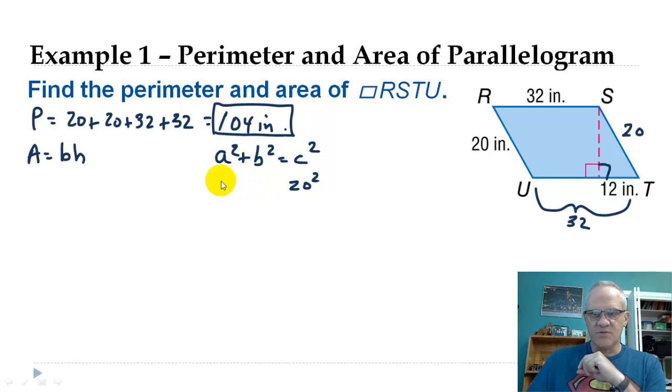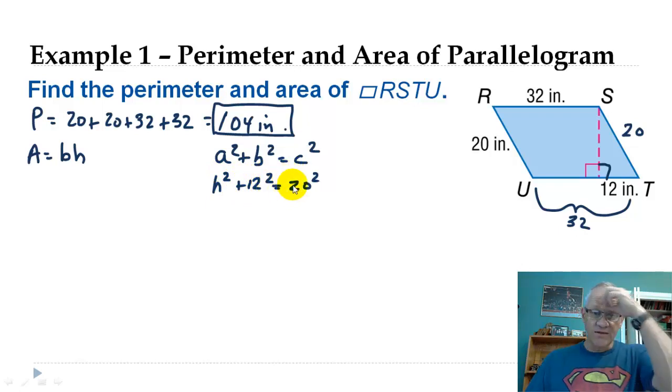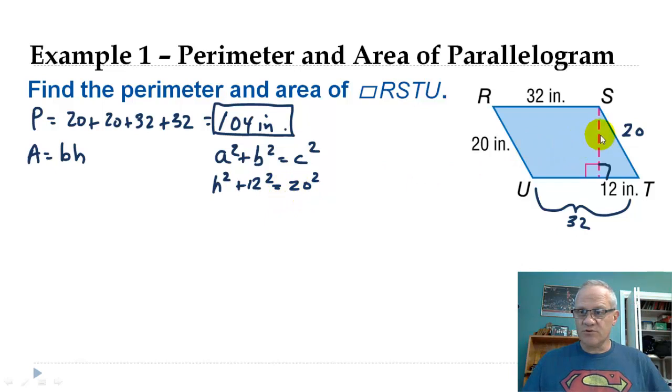And the other two can be interchangeable, so we'll call it H for height, since that's what we're trying to find. And then the other one is 12. Okay, so let's work it out. H squared plus 144 equals 400. And we'll subtract 144.